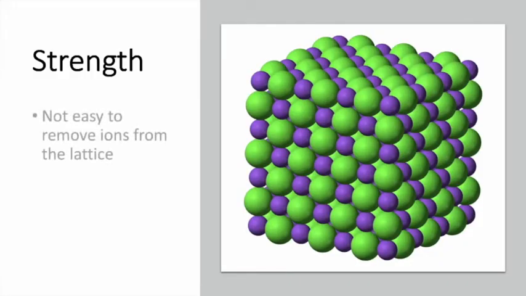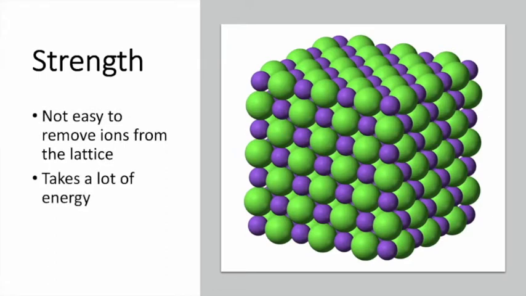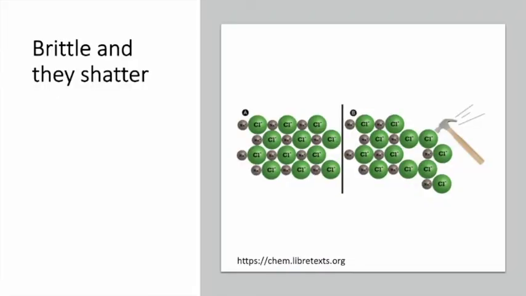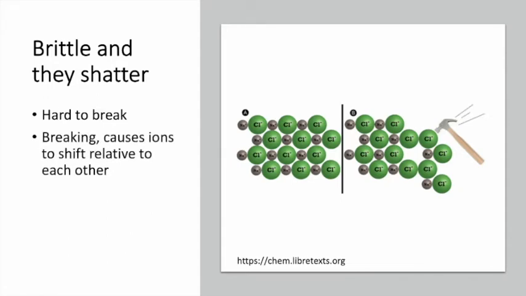Moving ions out of the lattice is very hard to do. It disrupts the structure. Ionic compounds have an ordered crystal arrangement. This makes sense when you think of the lattice structure, which tends to have a very regular geometry. Ionic compounds tend to be very brittle. You can't bend them. Breaking causes the ions to shift relative to each other. They break along cleavage planes.